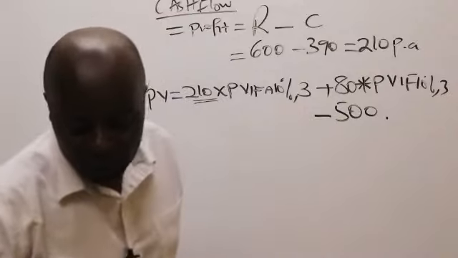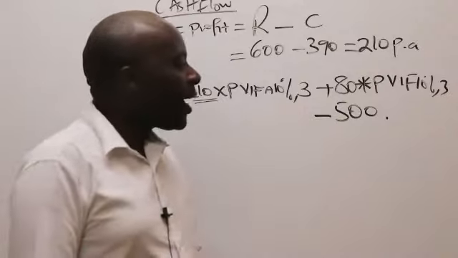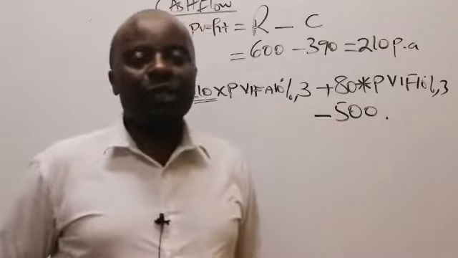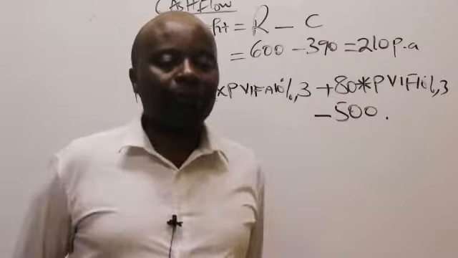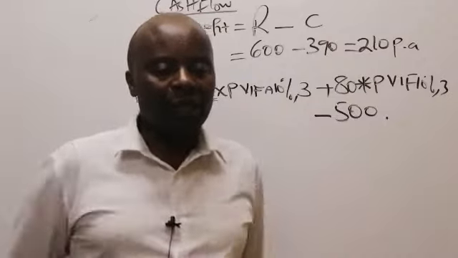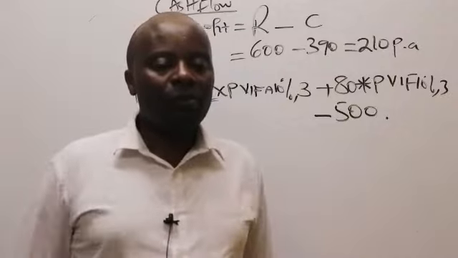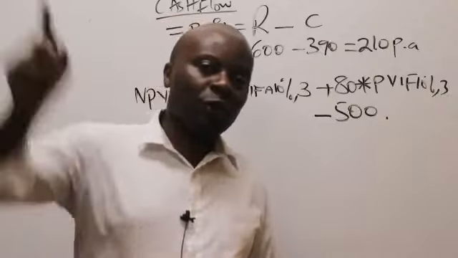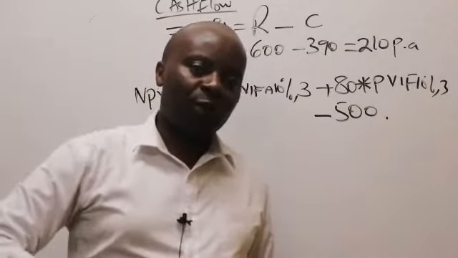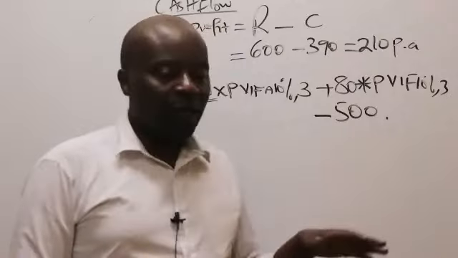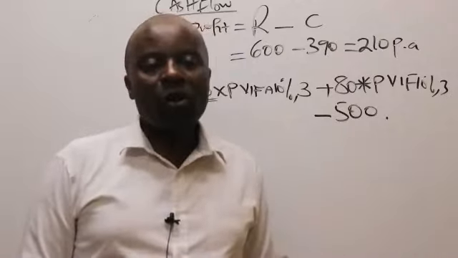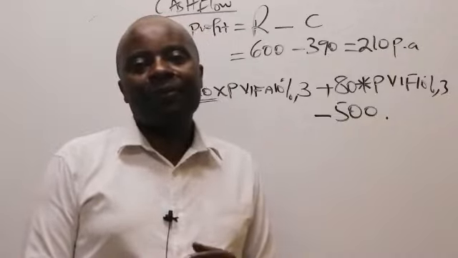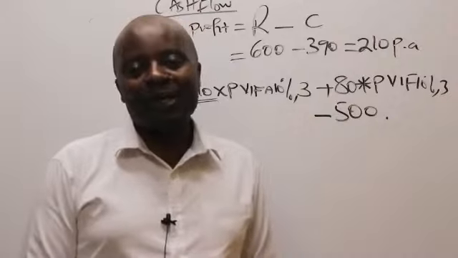Now, let me ask you a question, my great students. Why are we not discounting this initial cost? Why don't we discount the initial cost? Remember that initial cost is normally incurred today, so it is not a future value, it's today's value. The way you are seeing this 500 is already year zero. It's already a discounted figure. It's a present value.